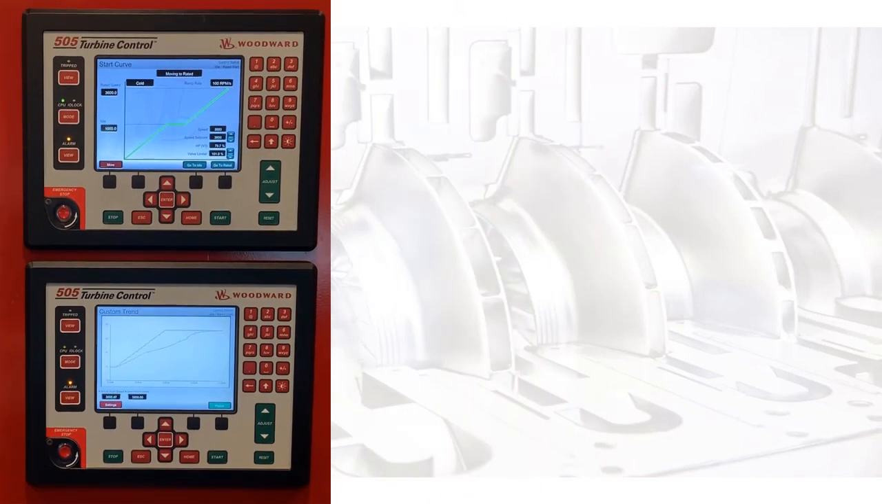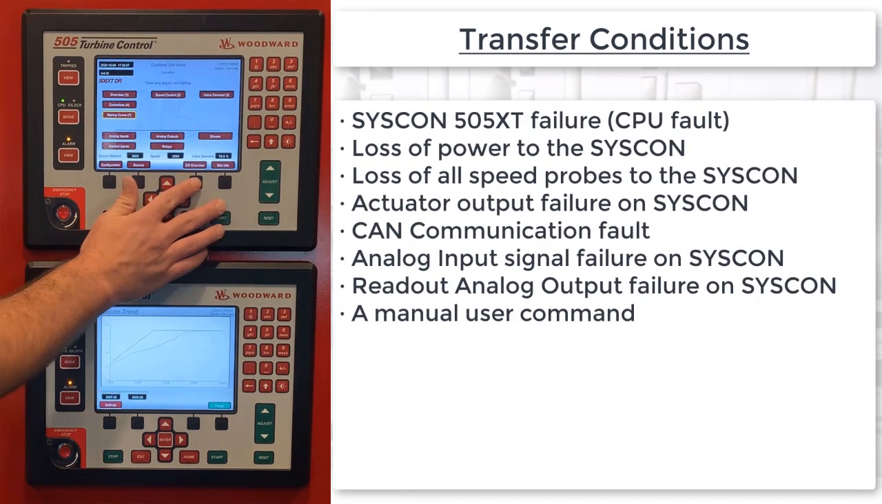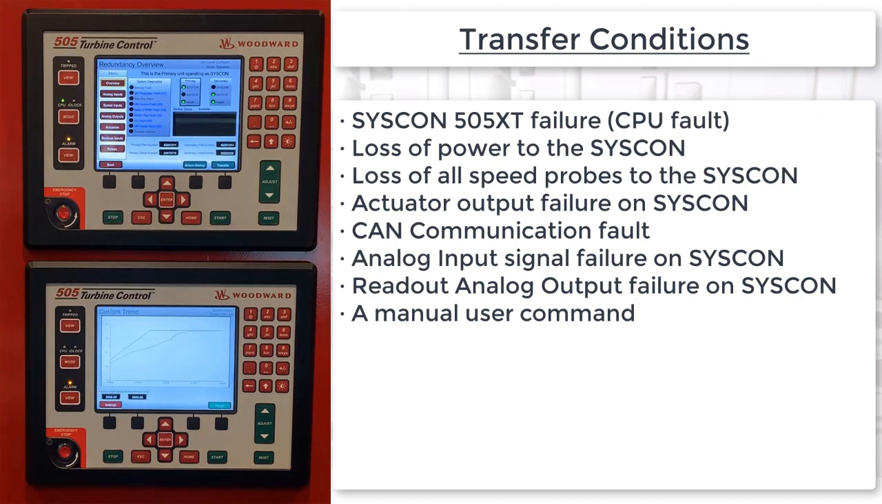The syscon controller will operate indefinitely as the syscon unit. A transfer of control is initiated if the syscon 505 fails due to a CPU or other internal problem, there is a loss of power to the syscon unit, there is a loss of all speed probes to the syscon, the actuator output on the syscon fails, there is a CAN communication fault, there is an analog input sensor failure on the syscon, there is a readout analog output failure on the syscon, or there is a manual user command to transfer unit.